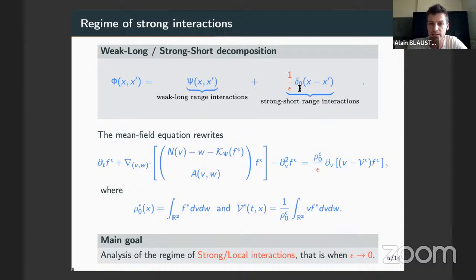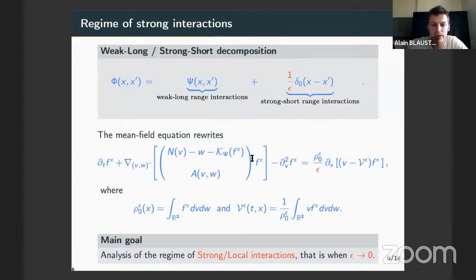And the other type of interaction are the strong short-range interactions. I say that they are short because the delta zero stands for the Dirac mass. So here, only neurons at the same spatial location interact with each other. And they are strong because there is this multiplier 1 over epsilon, and epsilon is meant to go to 0.